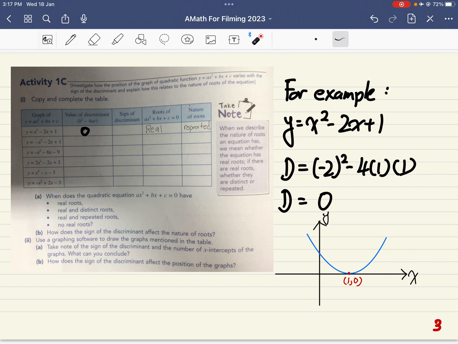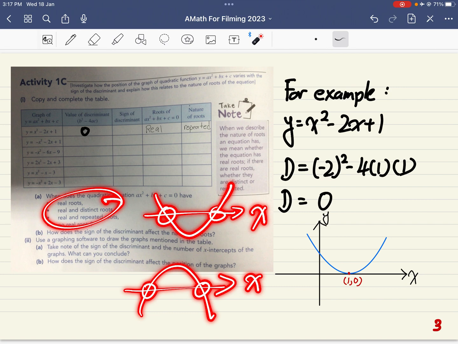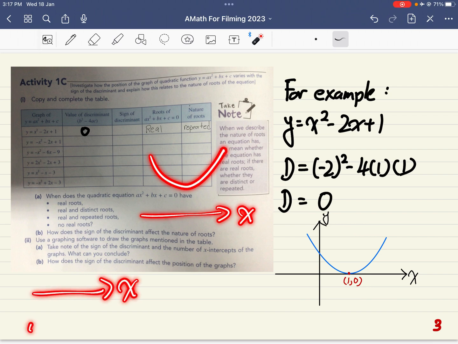But what you need to know here is this. If the graph only touches the x-axis at one point, this is known as real and repeated roots. If the graph touches the x-axis at 2 points like this, this is two real and distinct roots. Then there's another case whereby the graph lies completely above the x-axis, or completely below the x-axis. This means no real roots.